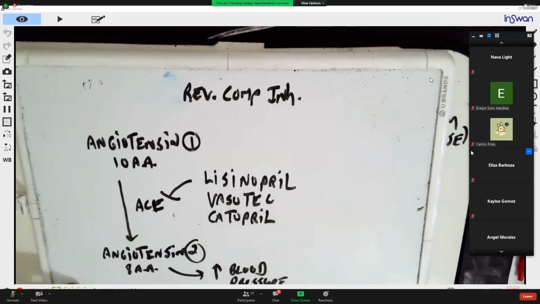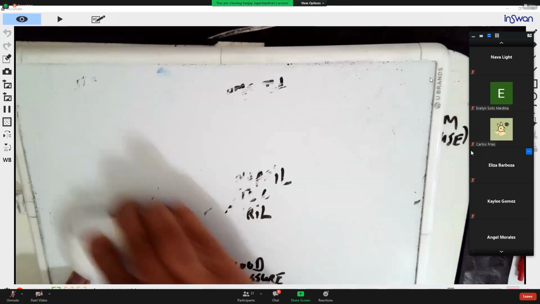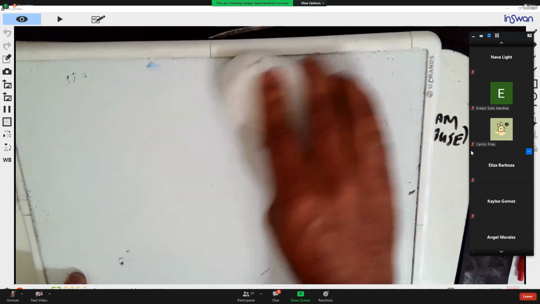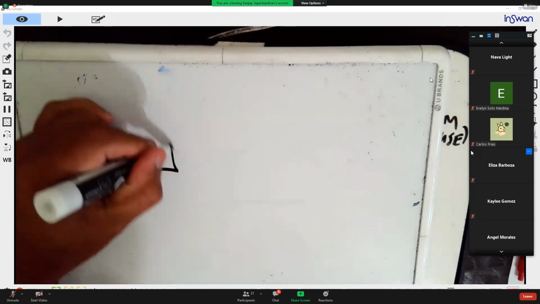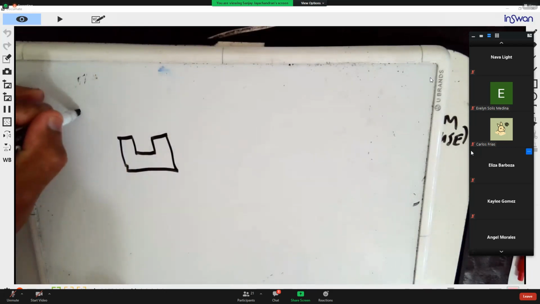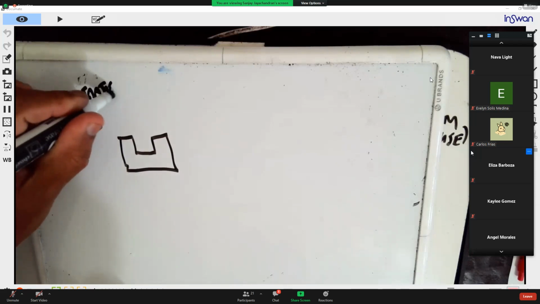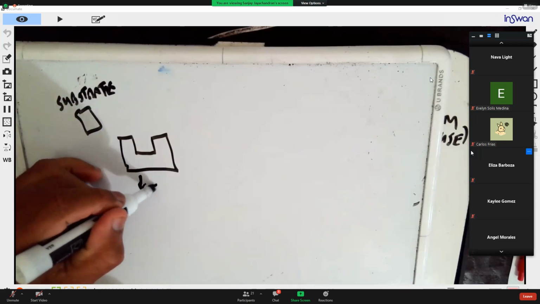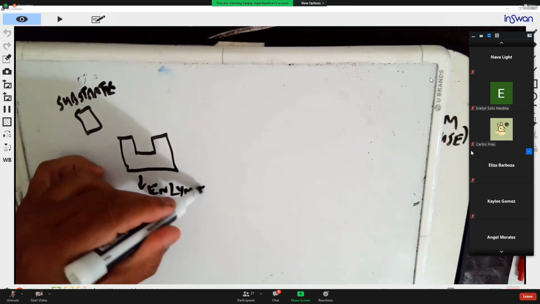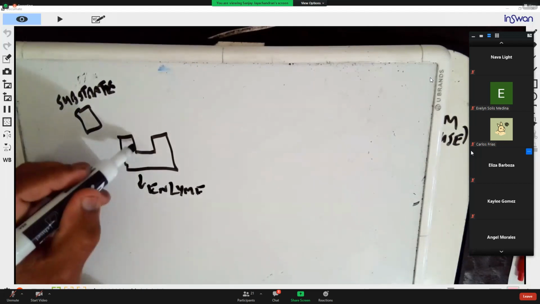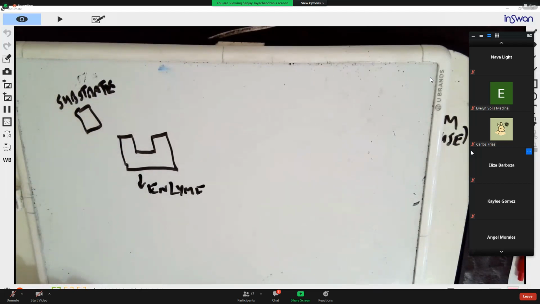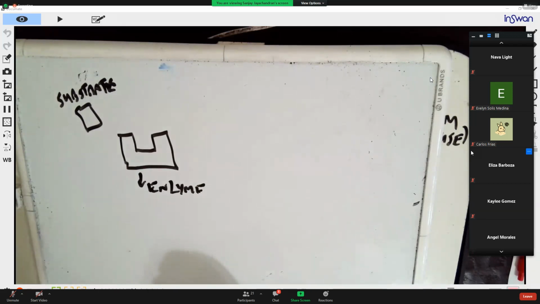So now we're going to talk about a whole different kind of inhibition. Okay. So here's my enzyme. Again. Here's my substrate. So what's the keyhole the enzyme fits into? What's this part called? The active site. The active site. Great. Okay, now let's say I have an inhibitor.